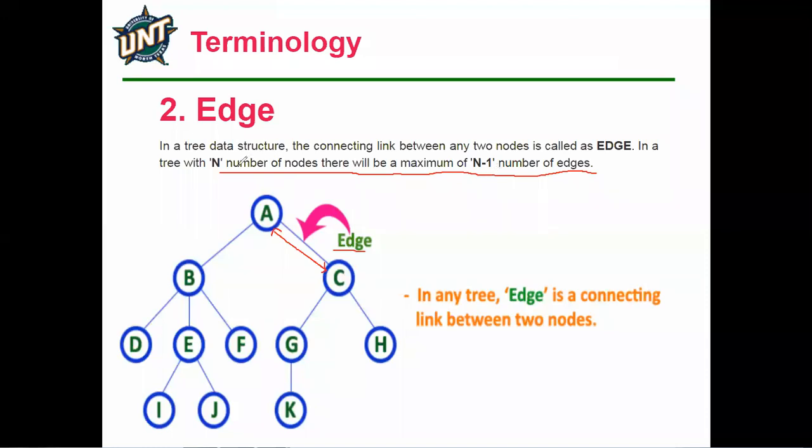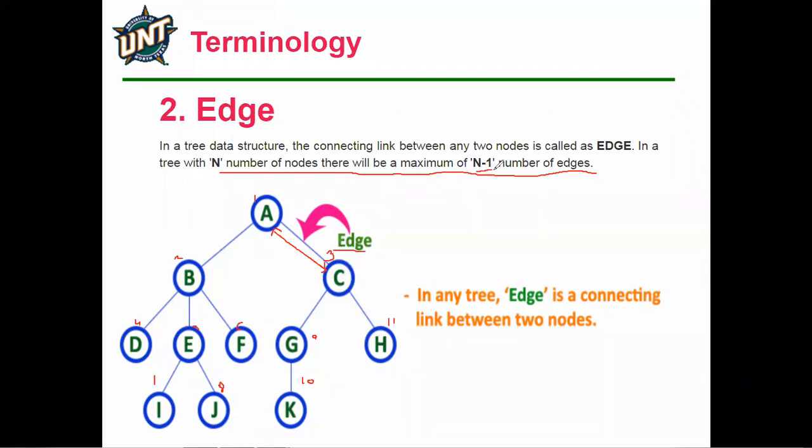Just concentrate here. There are n number of nodes. So how many total number of nodes do we have in our tree? That is 1, that is 2, that is 3, then 4, 5, 6, 7, 8, 9, 10 and 11. This is the total number of nodes here. With n number of nodes, there will be a maximum of n minus 1 number of edges.